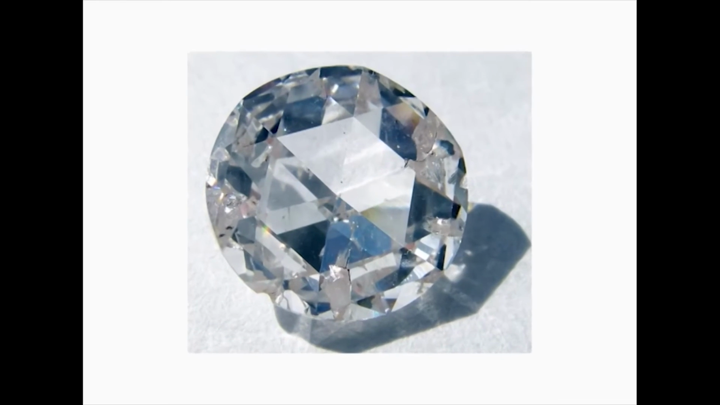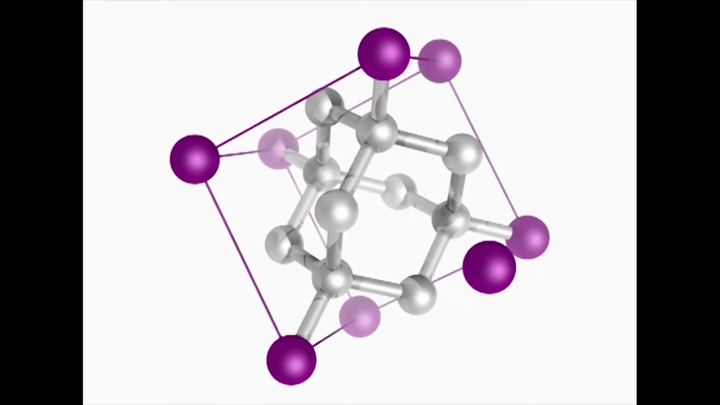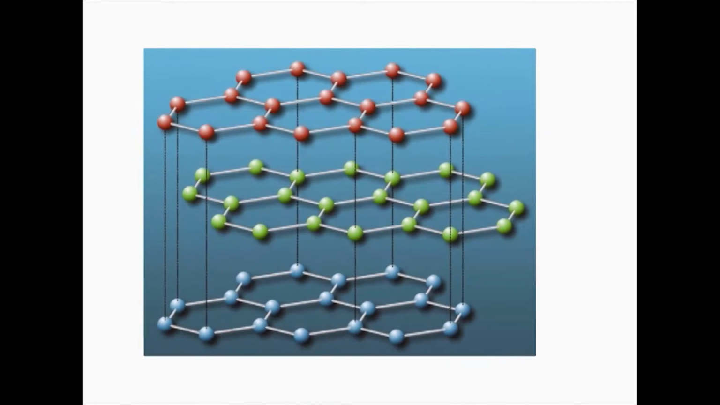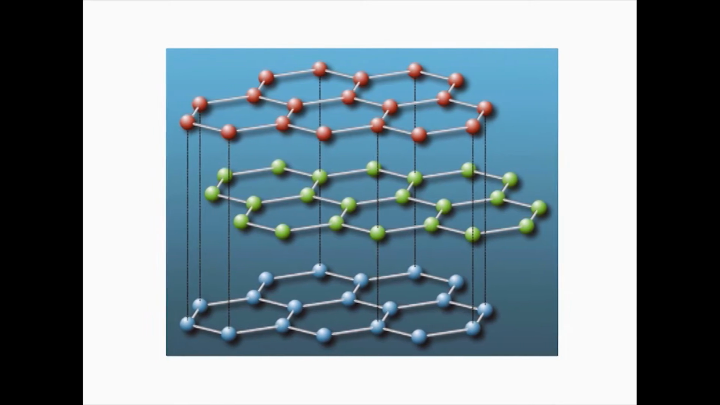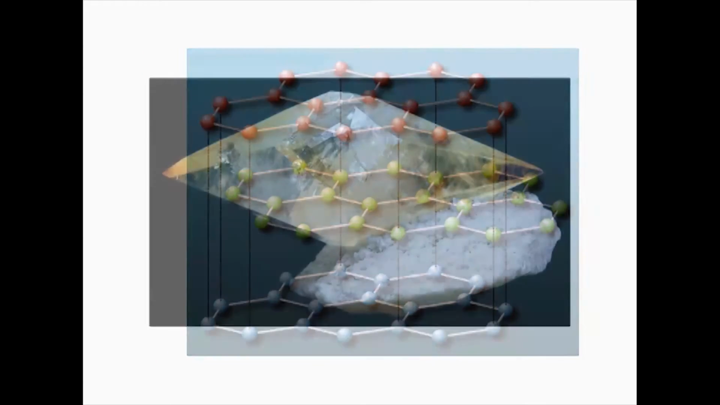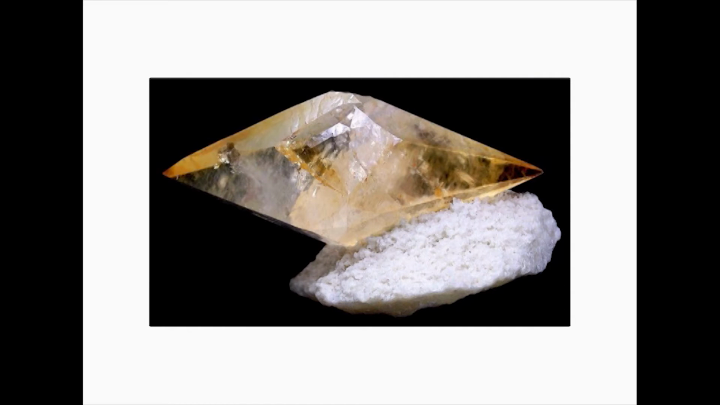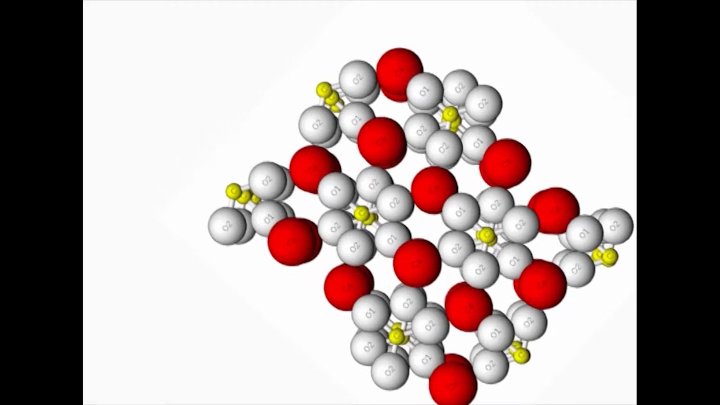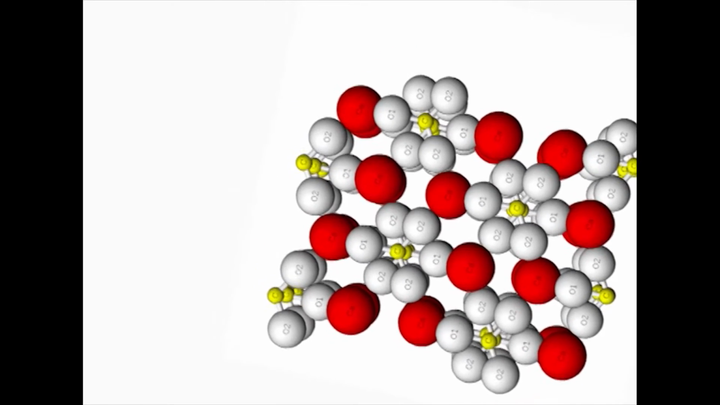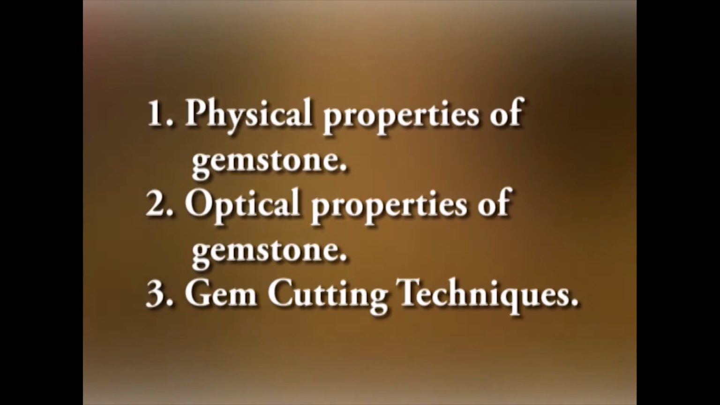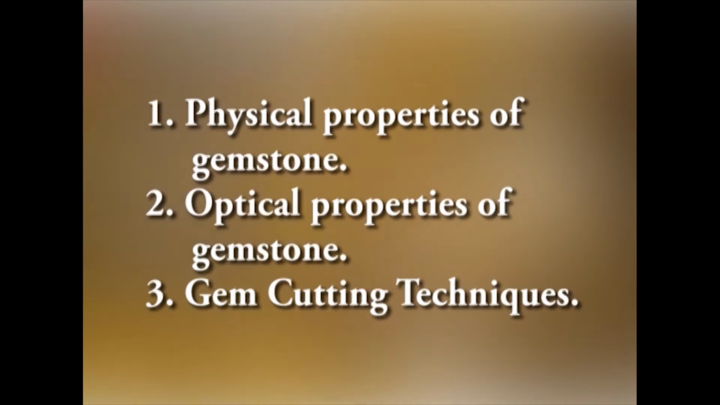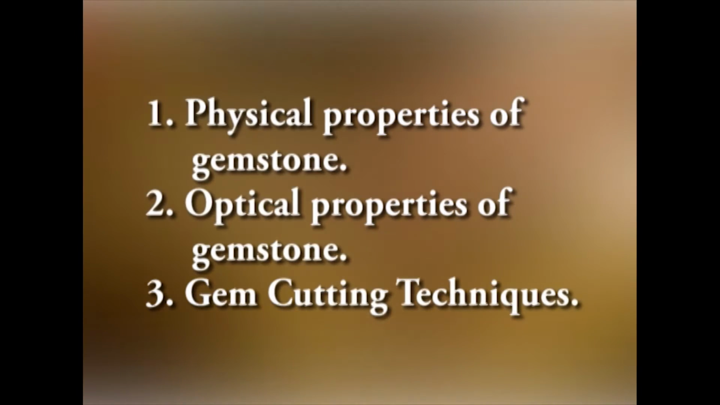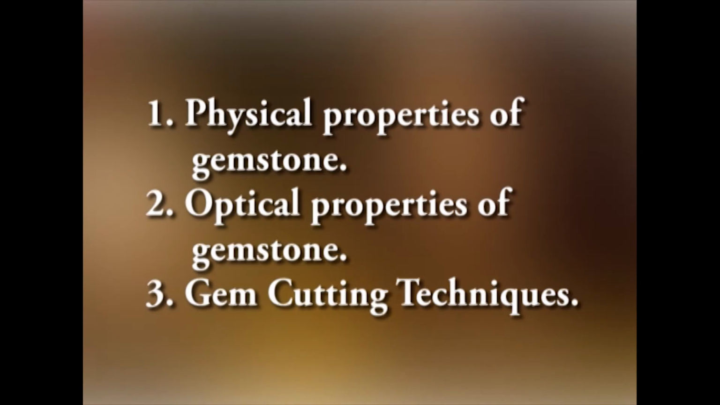Examples here include diamond, carbon and cubic, and graphite, which is carbon hexagonal, and calcite, which is trigonal, and aragonite, which is orthorhombic, both forms of calcium carbonate. In this episode, we will discuss 1. Physical properties of gemstone, 2. Optical properties of gemstone, 3. Gem cutting techniques.